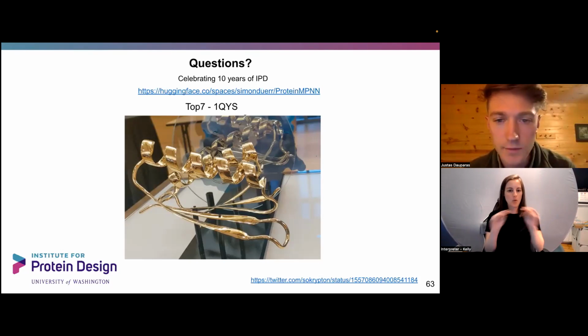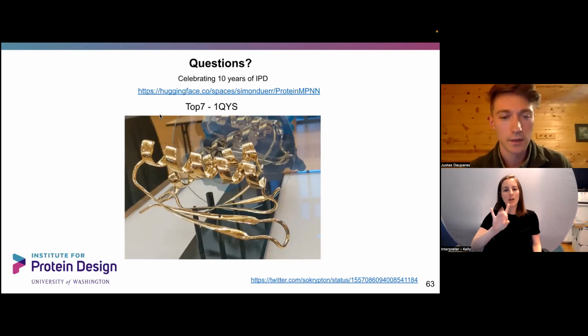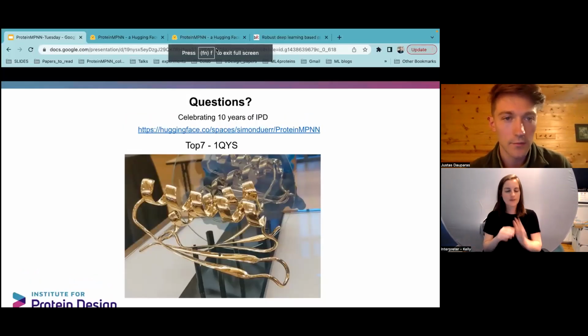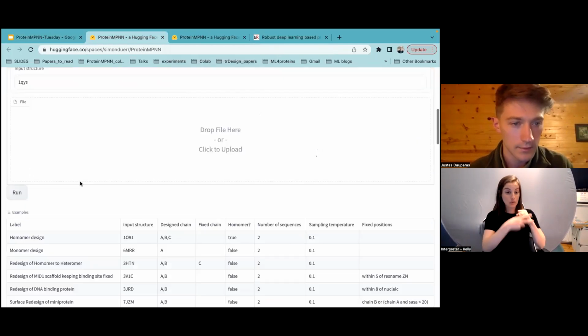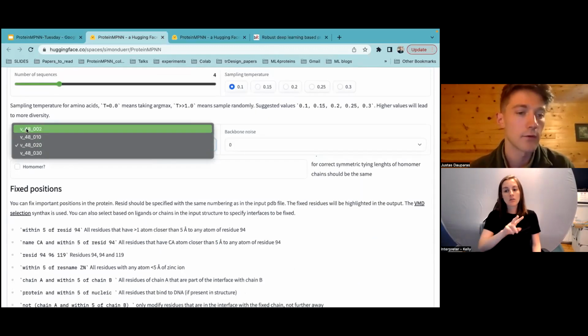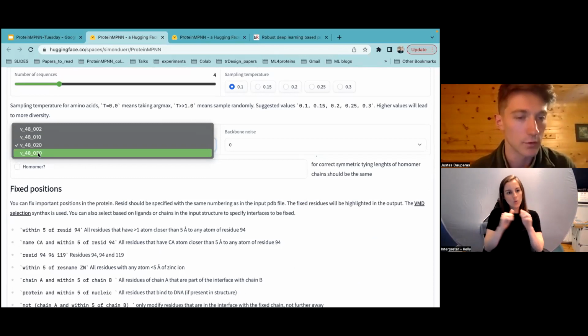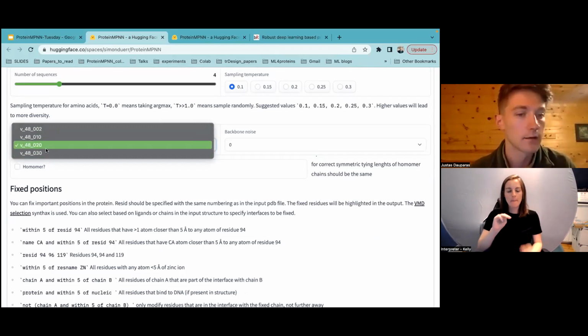Someone else is asking, what is the difference between options V_48_002 and V_48_020 for modeling? So the models that I showed, I'll share again in the GitHub repo and also in this notebook. V is the version, 48 is 48 edges, so 48 nearest neighbors for the graph, and 0.02 means there's 0.02 angstrom noise the model was trained with. This model was trained with 0.2 angstrom. This model was trained with 0.3 angstrom noise. So those are the models that are more robust to larger noise levels.